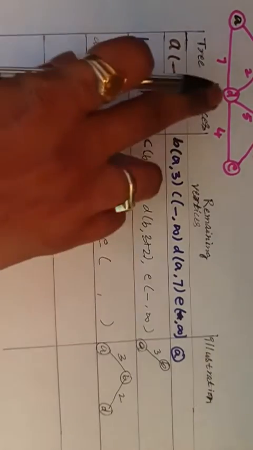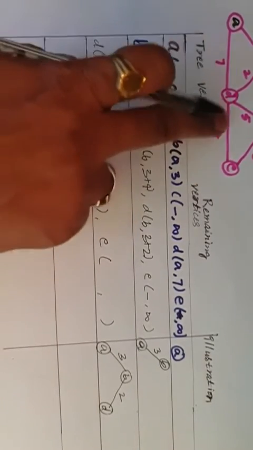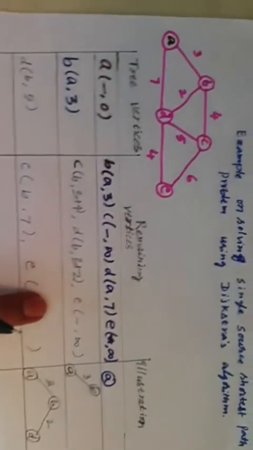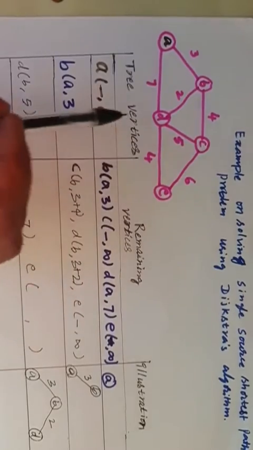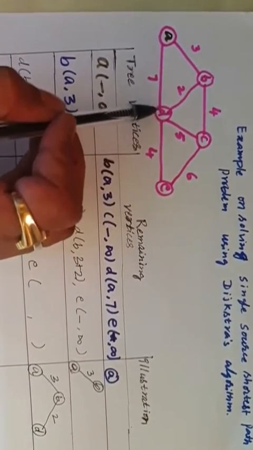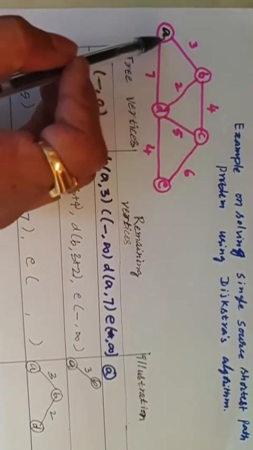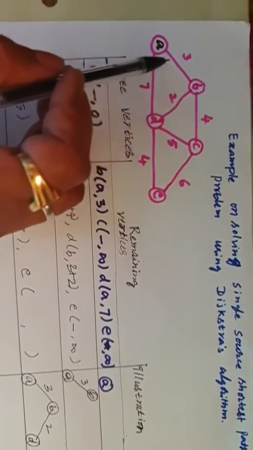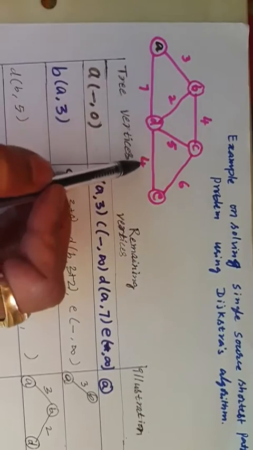Yeah, through D, yes, it's possible. 7 plus 4, 11. But there is one more path to reach A through D. One more path is E to D, D to B, and B to A. Okay, this is also through D only. What is the cost of this path? 3 plus 2, 5, 5 plus 4, 9.